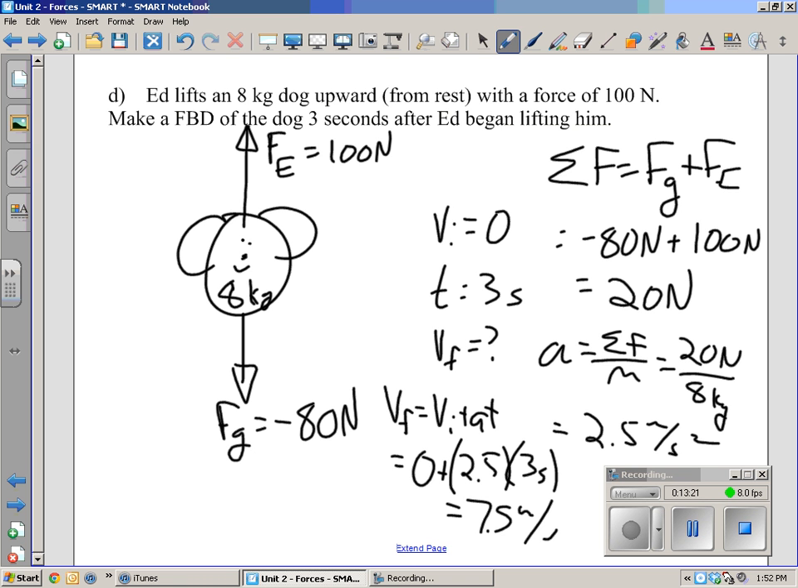Okay? The big thing that I want you to notice here is that in order for Ed to lift the dog, his force has to be bigger than the force of gravity, right? That's what produces this net force that gets the dog moving upwards, right?